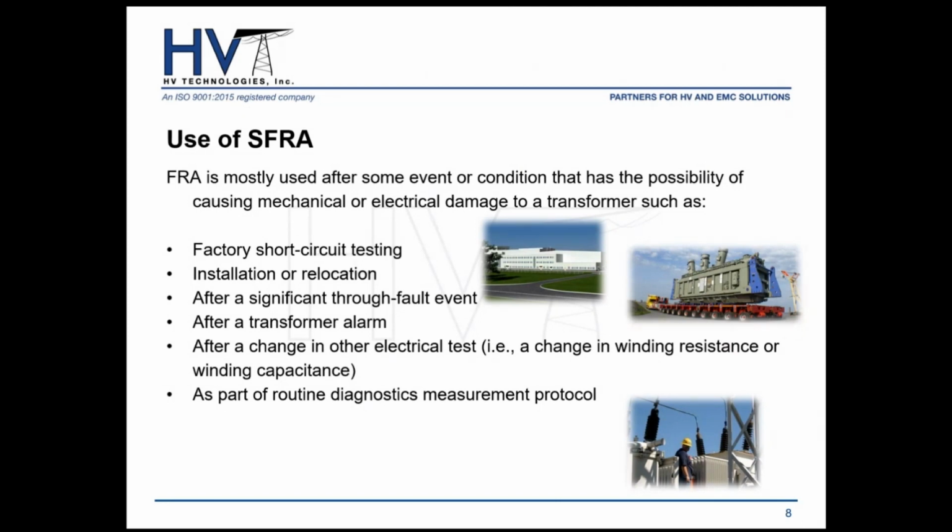So usually, when we use FRA, we're using it after some event or condition that has the possibility of causing mechanical or electrical damage to a transformer. Some examples are, for example, factory short circuit testing. If a factory has completed the construction of a transformer, they go ahead and do a short circuit test. It's probably a good idea to run your sweep frequency analysis to assess if there was any damage during that test.